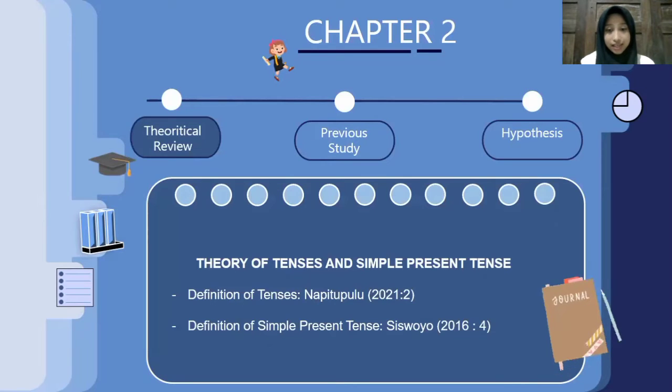Theory of tenses and simple present tense. Napitupulu, 2021, page 2, says that tenses are different forms of verbs and change their forms depending upon the time of the event. Siswoyo, 2016, page 4, says that simple present tense relates to daily activities and is used to talk about general truths.